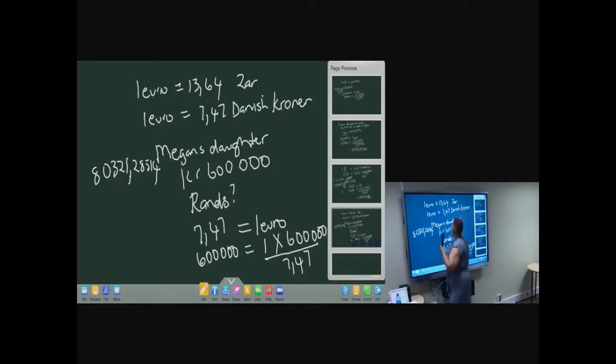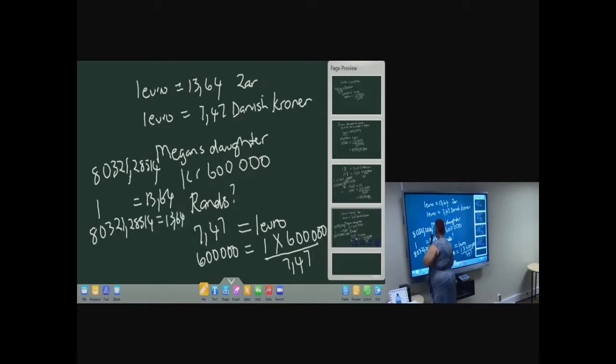Now what do you want? You want a rand. So what you want now will be on your right. You have 13,64 is €1. Then 80,321,28514 will be what is on your right. Multiply by what is at the bottom. And that will be 13,64 multiplied by 80321,28514. And that is straightforward. You immediately get your answer.